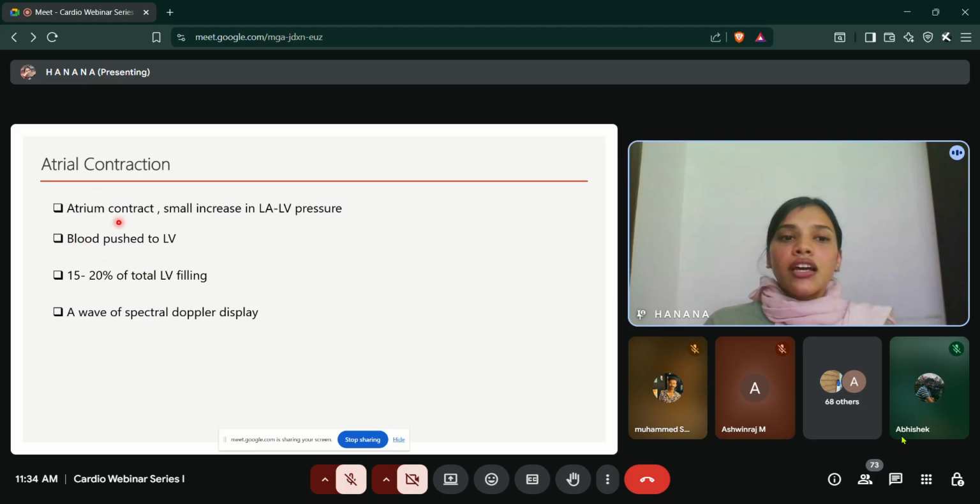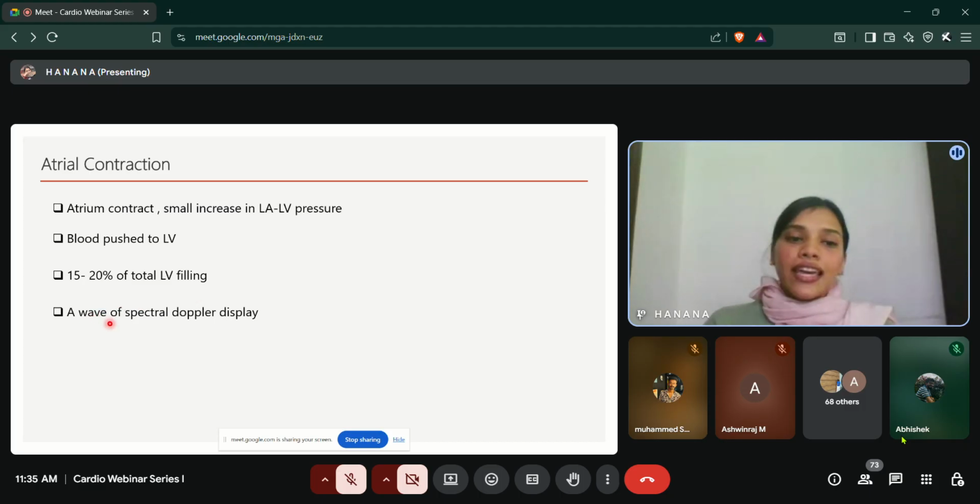Now, atrial contraction. Following a P wave, the atrium begins to contract, and thus there will be a small increase in the left atrial pressure. LA pressure will exceed LV pressure a little bit, and blood is pushed into the LV. It is an active phase, so the blood is pushed into the LV, and it takes up 15 to 20% of total LV filling. We already said that 80% of the filling happens during the early rapid filling, and the rest of the filling happens in the atrial contraction time.